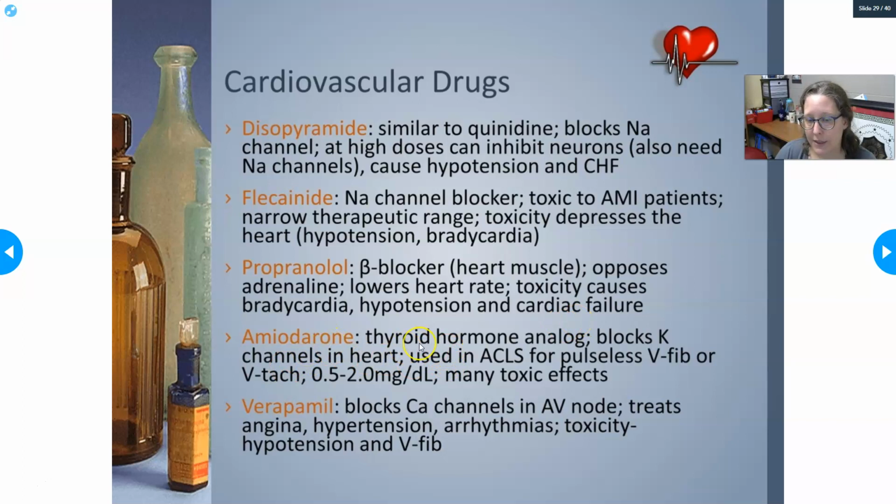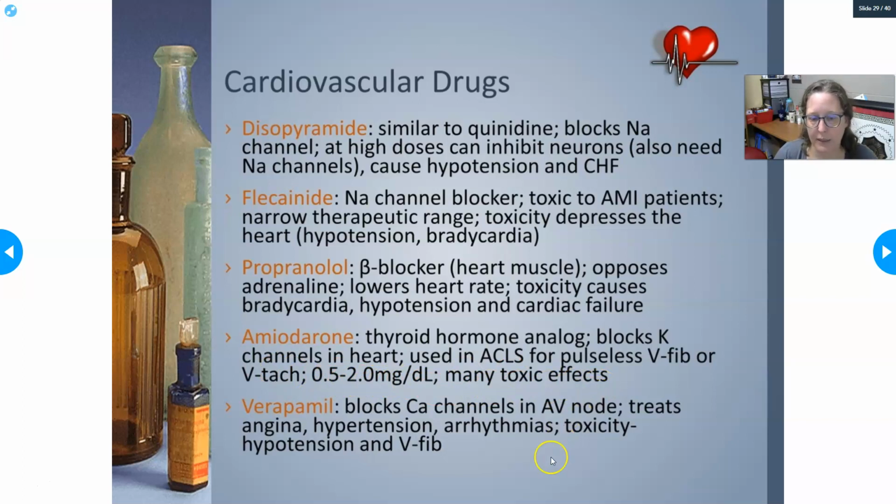Amiodarone is a thyroid hormone analog. It blocks potassium channels in the heart. It is used in advanced cardiac life support for a pulseless VFib or VTAC. And therapeutic range is 0.5 to 2.0 milligrams per deciliter, and it has many toxic effects.